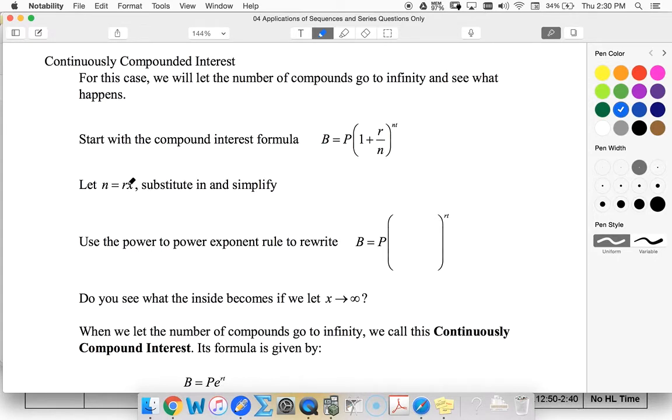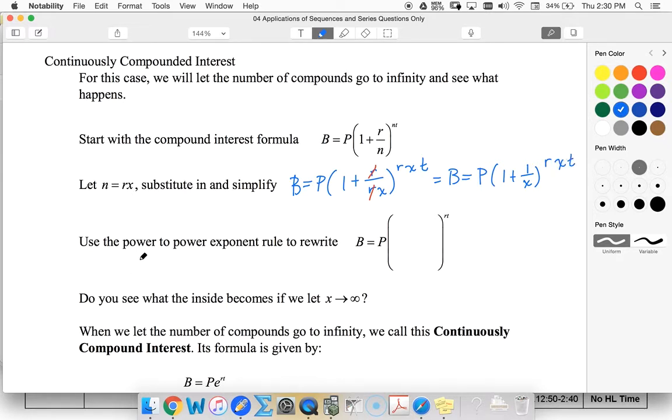So let's let our n equal rx. If we substitute that in, we get b equals p times 1 plus r over rx, raised to the n, which we're changing out with rx, t. If I simplify these, I see that my r's cancel, so I'm going to have a 1 in the numerator. So b is equal to principal times 1 plus 1 over x, raised to the r x t.